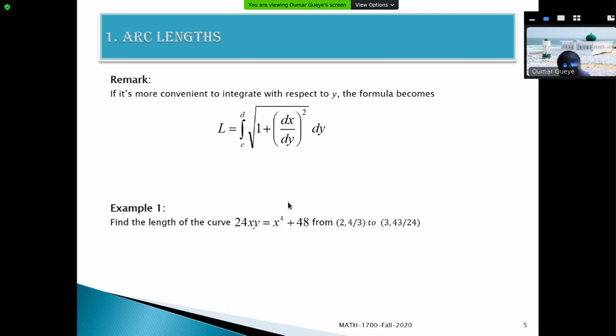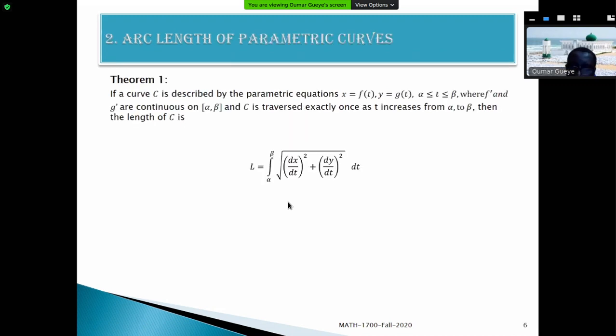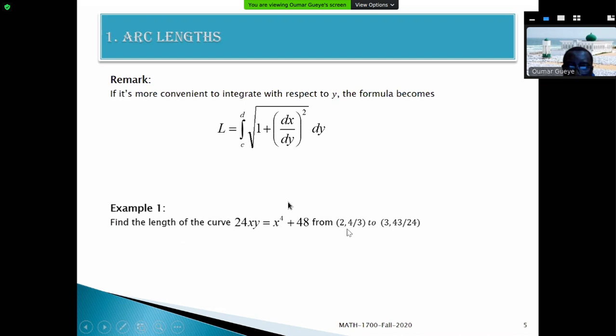So here I have 24xy equal to x to the power 4 plus 48, and the initial point here is the point 2 and 4 by 3, and this is the terminal point. This is the x coordinate for the terminal point, and here is the y coordinate for the starting point. This is my capital A, this is an x coordinate, and here is a y coordinate.